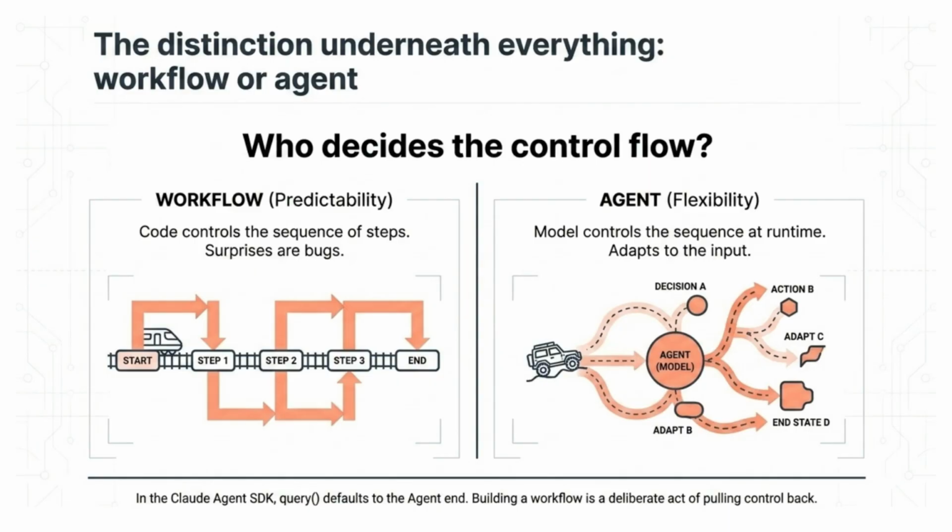The sharpest way to hold that line is to ask one question. Who decides the control flow? If your code fixes the sequence of steps, it is a workflow. If the model can change the sequence at runtime, deciding which tool to call next and when to stop, it is an agent. That single test, who controls the flow, sorts every pattern into one of 2 families, and it is the most useful distinction in the whole essay.